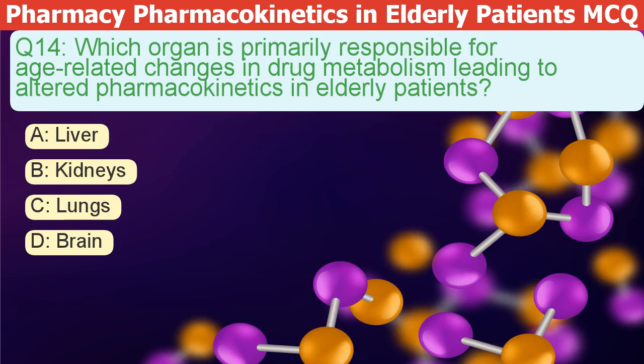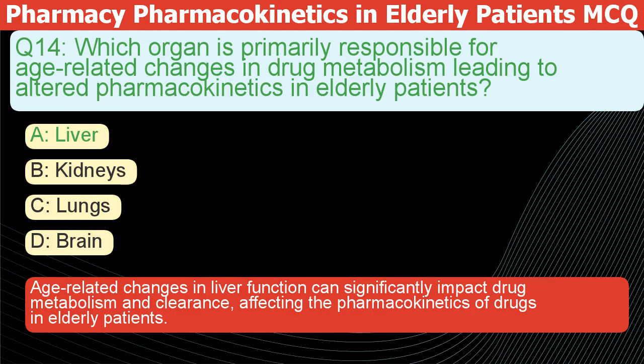Which organ is primarily responsible for age-related changes in drug metabolism, leading to altered pharmacokinetics in elderly patients? A. Liver. B. Kidneys. C. Lungs. D. Brain. The correct answer is A. Age-related changes in liver function can significantly impact drug metabolism and clearance, affecting the pharmacokinetics of drugs in elderly patients.